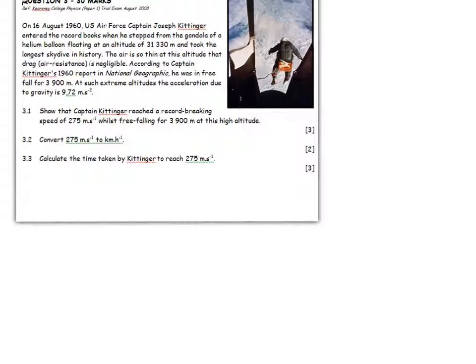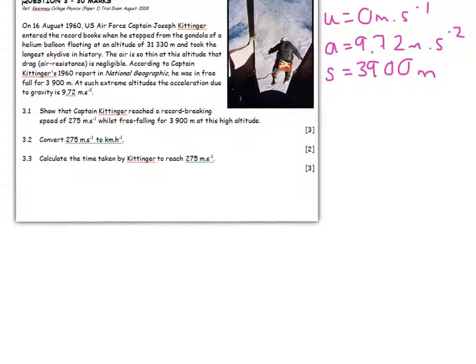Remember that he has free fallen, so his initial velocity is going to be equal to 0. You've been given an acceleration of 9,72 meters per second squared, and you have got a distance of 3,900 meters. You're interested in a final velocity, and therefore you are going to use the equation of motion v squared is equal to u squared plus 2as.